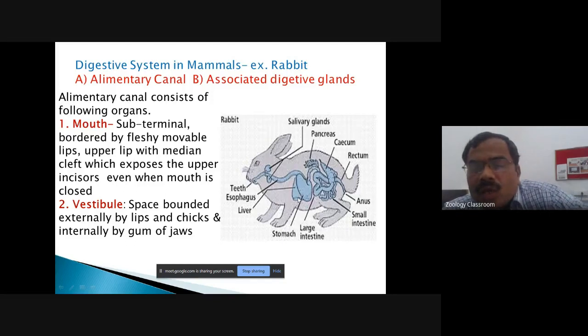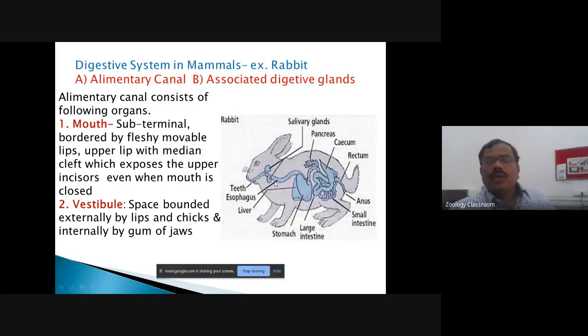Then these are the lobes of the liver. The right and left lobe is further subdivided, so totally 5 lobes are there. So this is the second gland. The third one is the pancreas, which is located in the loop of the stomach and the duodenum. Okay, so these are the three glands.